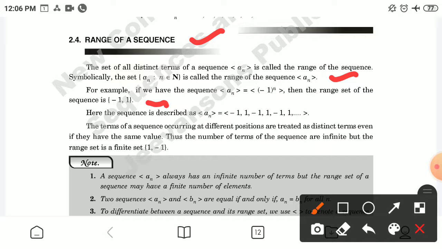Here the sequence is described as a_n is equal to minus 1, 1, minus 1, 1, minus 1, 1, and so on. The terms of sequence occurring at different positions are treated as distinct terms even if they have the same value. Thus the number of terms of the sequence are infinite, but the range set is a finite set containing only two elements, 1 and minus 1.